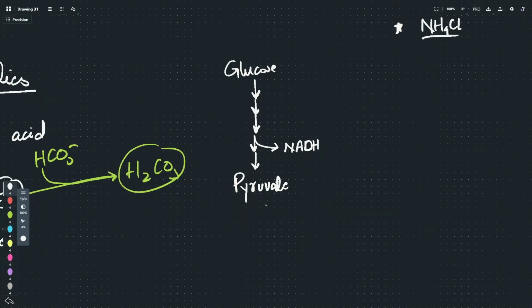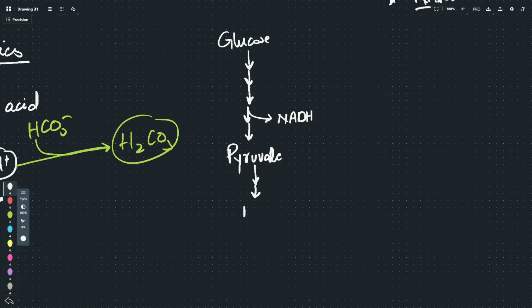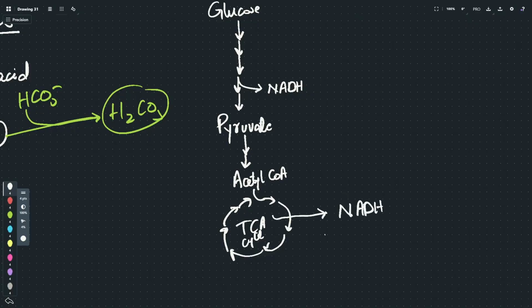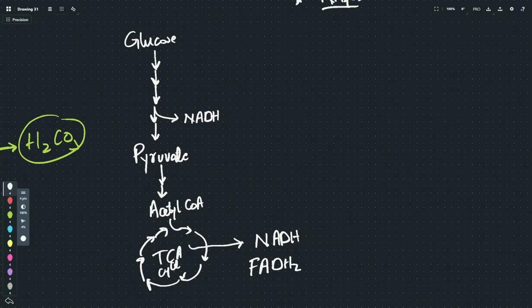Then this pyruvate can convert to acetyl CoA, and acetyl CoA, as I told you before, can go to the TCA cycle or citric acid cycle. Now the TCA cycle will produce lots of ATP, along with a good number of NADH and FADH2. I forgot how much is the amount, but please know that these are produced in a significant amount, more than this one. I think two are produced here, but here they are much more.